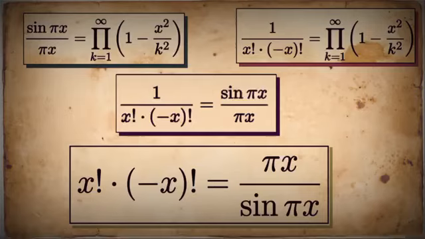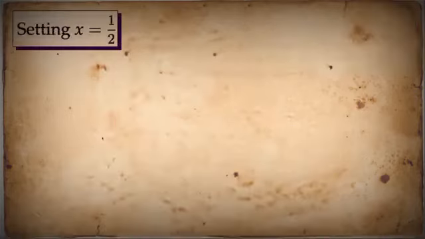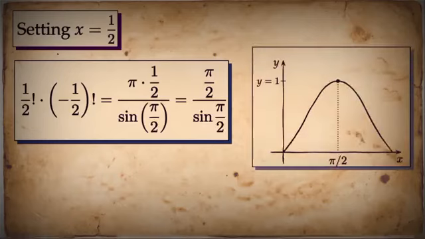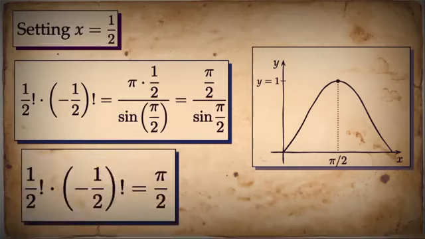Now we substitute x equal to 1/2 into the reflection formula. With x equal to 1/2, the left side becomes the factorial of 1/2 times the factorial of negative 1/2. The right side becomes pi times 1/2 divided by the sine of pi times 1/2, which is pi over 2 divided by the sine of pi over 2. The sine of pi over 2 is exactly 1, so the right side simplifies immediately to pi over 2 divided by 1, which is pi over 2. The product of the factorial of 1/2 and the factorial of negative 1/2 equals pi over 2.